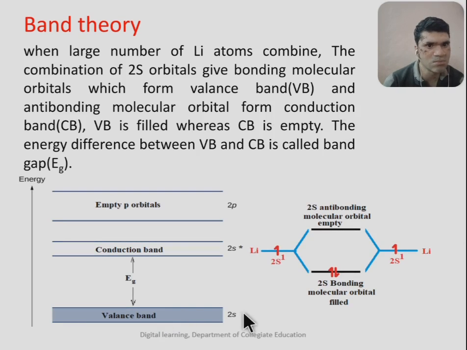We can observe here, when a large number of lithium atoms combine, the 2s orbitals form the valence band, the 2s star orbitals form the conduction band, and this is the empty p orbital present in the lithium atom. We can observe here that the 2s1 of the lithium atom combines to form the 2s bonding molecular orbital, which is filled with electrons, and the 2s antibonding orbitals, which are empty.